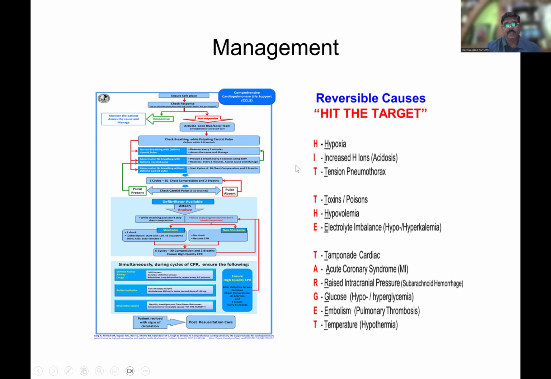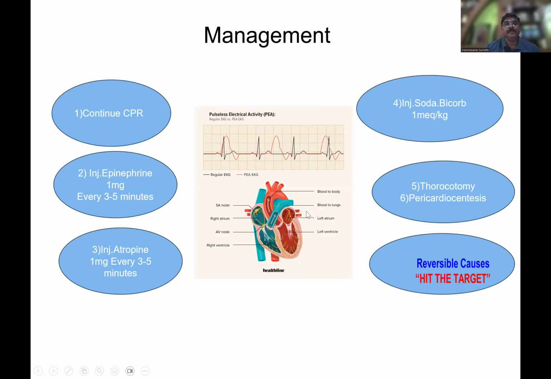What are the reversible causes? Already previously described: hypoxia, increased hydrogen ions or acidosis, tension pneumothorax, toxins and poisons, hypovolemia, hyperkalemia, cardiac tamponade, acute coronary syndrome, raised intracranial pressure like subarachnoid hemorrhage, hypoglycemia, embolisms, and temperature. These are all the things you have to correct along with the CPR.